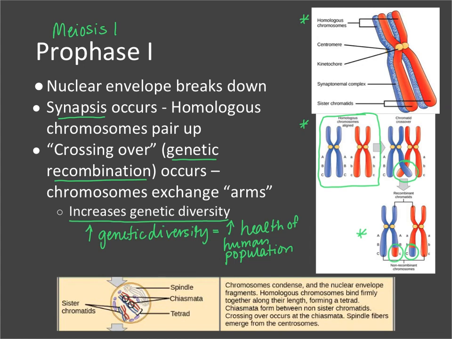Now, this increase in genetic diversity is not going to affect you, but it could affect your offspring, or it could affect the next generation. Just like when this happened in your parents, as they were making gametes, it didn't affect their health, but it could have affected your health and the health of the human population in the next generation.